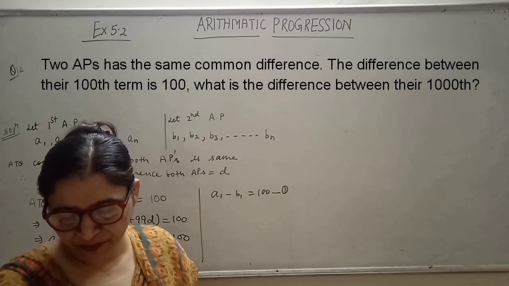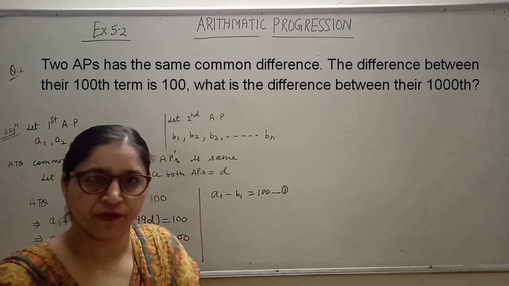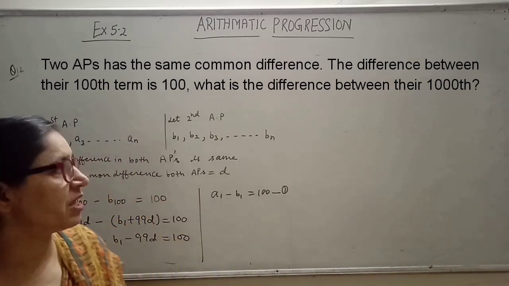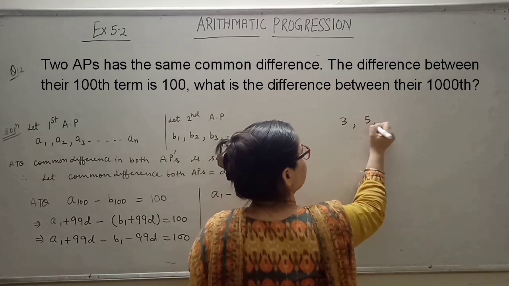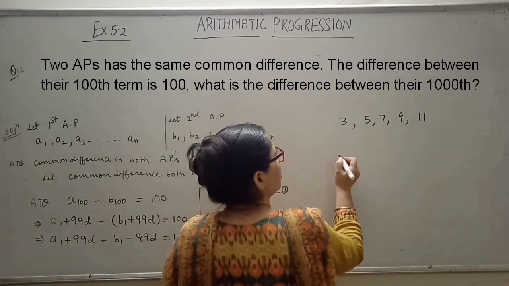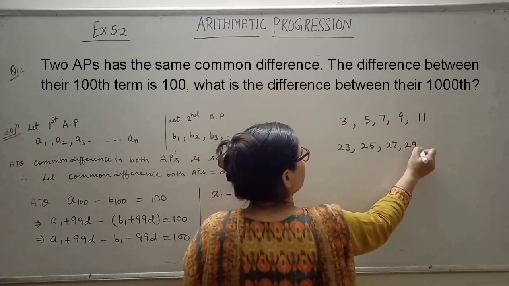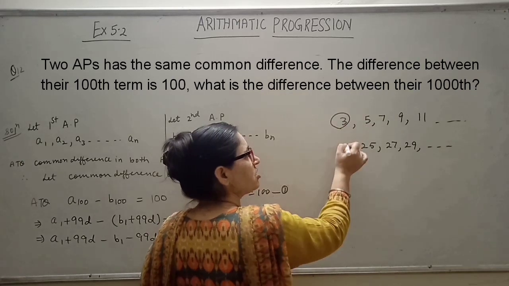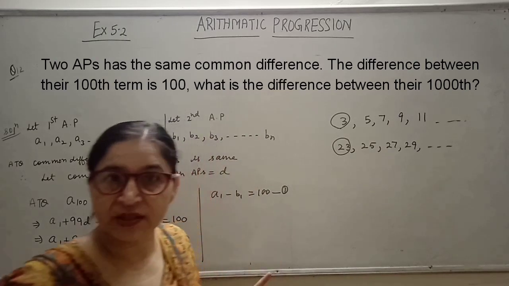And students, in question number 12, there are two APs. These two APs have the same common difference. Means their terms are not same, but their common difference is same. For example, there is an AP 3, 5, 7, 9, 11, each plus 2, and there is one more AP, that is 23, 25, 27, 29. This AP and this AP, both of these two APs are different. Its first term is 3, its first term is 23, but their common difference is same.